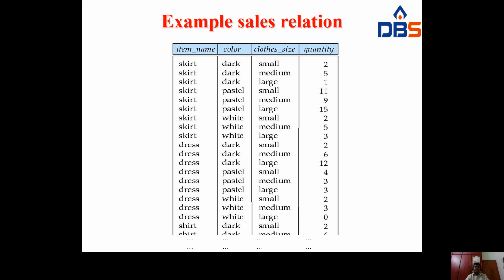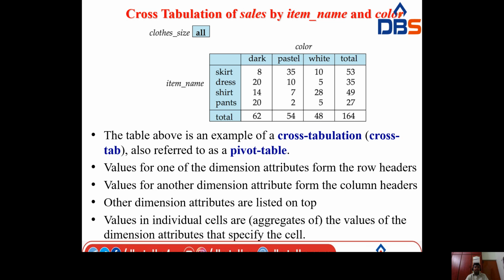Now coming to the example sales relation, here item name is there, color is there, clothes size is there, and then quantity is there. This is an example. Now coming to the cross tabulation of sales by item name and color, and this is cloth size.